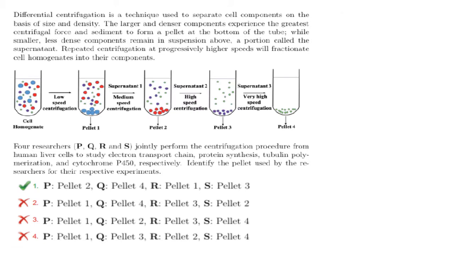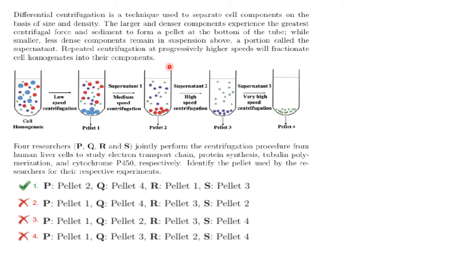Differential centrifugation is a technique used to separate cell components on the basis of size and density. The larger and denser components experience the greatest centrifugal force and sediment to form a pellet at the bottom of the tube, while the smaller, less dense components remain in the suspension above, a portion called the supernatant. Repeated centrifugation at progressively higher speeds will fractionate cell homogenates into their components.